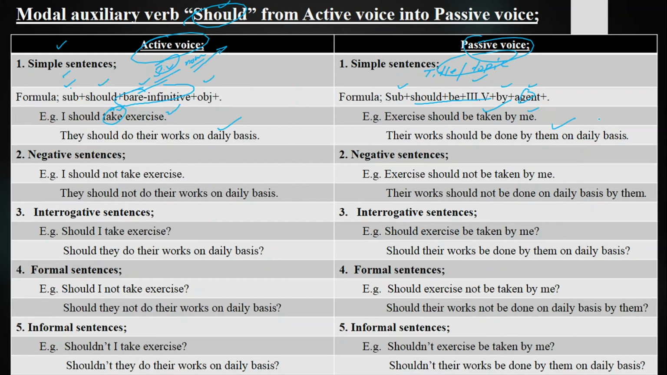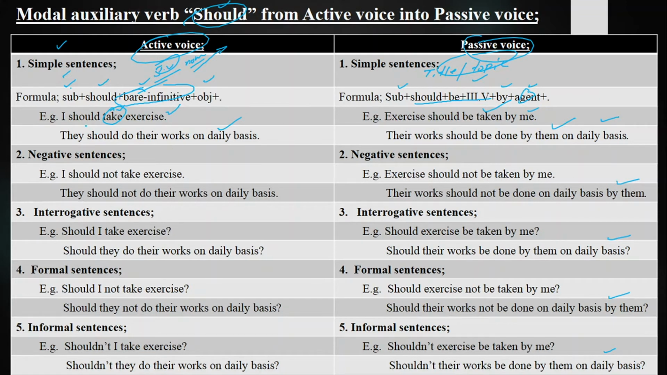In the first sentence I have written the first pattern. In the second sentence I have written the second pattern. In the third sentence I have written the first pattern. In the fourth sentence I have written the second pattern. And in the fifth sentence I have written the first pattern. So you can change them in both ways. I have written them, you can understand them well.